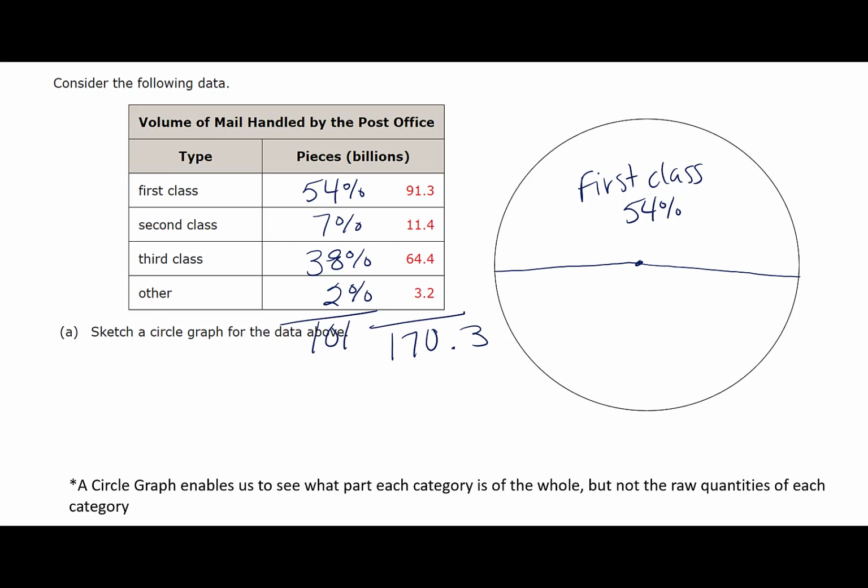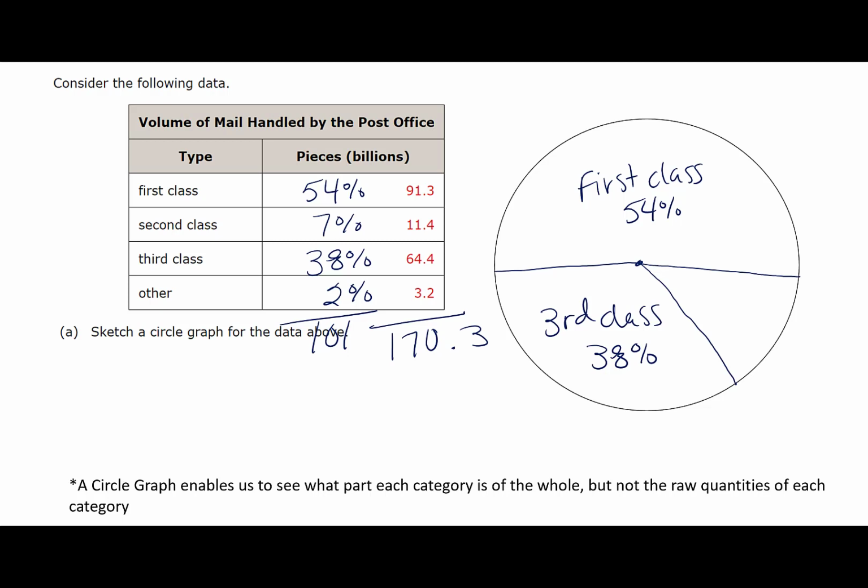I do know that straight down, this would be 25 right here, but then I would need to add 13 more to get to that 38. So again, I'm just kind of eyeballing it. I'm going to say something like that. Section would be third class, and that's 38%.